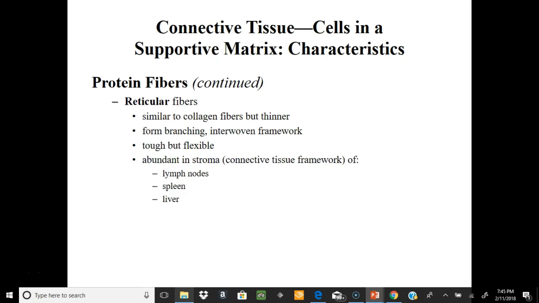Reticular fibers, these are thinner than collagen fibers, and their job is to give more of a framework to different structures. So most of our lymphatic tissues have a very nice reticular connective tissue stroma, and it allows the structure of that organ to be maintained at all times.